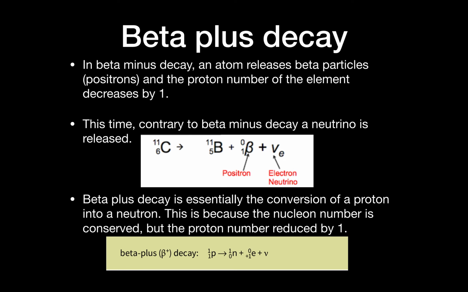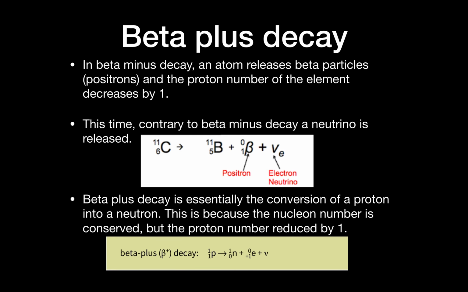Beta plus decay is essentially the opposite of beta minus decay. An atom releases beta particles, but in this case, positrons or positively charged electrons, and the proton number of the element decreases by one. And also, contrary to beta minus decay, a neutrino is released in this case. In beta minus decay, antineutrinos were released, but in beta plus decay, neutrinos are released.